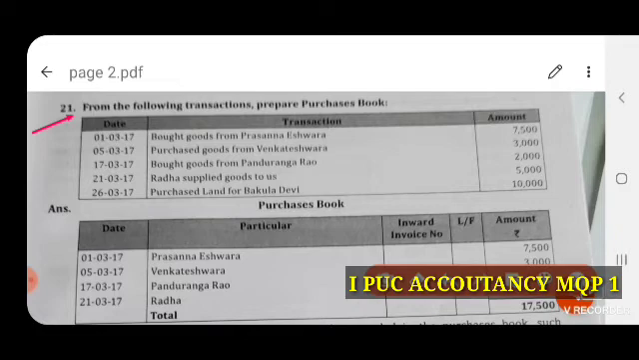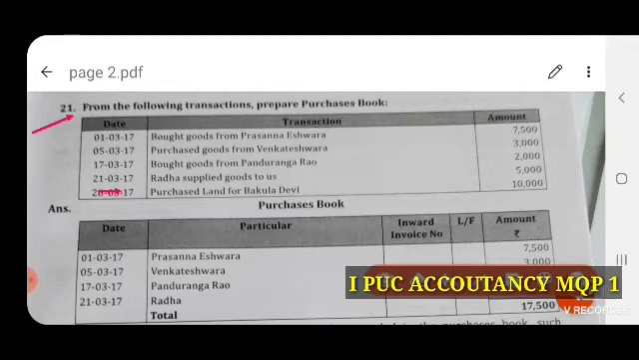Next, from the following transactions, prepare the purchase book. The purchase book is one of the subsidiary books. Here we'll record only credit transactions. Purchase goods from Prasanna Ishwara, purchase goods from Venkateshwara, bought goods from Radha, supplied goods to us, purchased land.